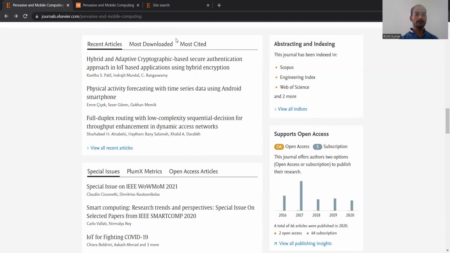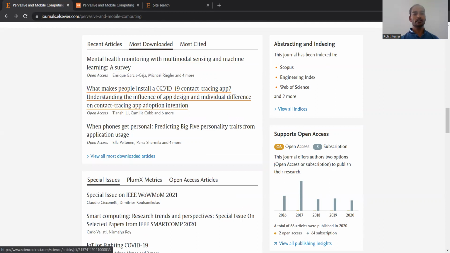Then the most downloaded: see which key domains are being discussed most. Health monitoring, smart health, e-health systems, these are very focused key domains. Additionally, COVID was also in focus due to the last 2-3 years of COVID. Then there is predicting personality traits from application users when phones get personal, which means general prediction using ML or DL or something like that.